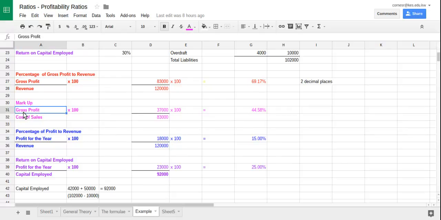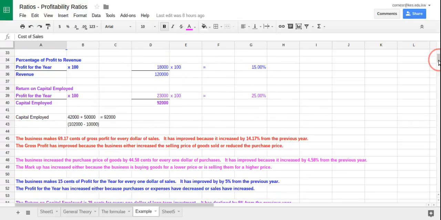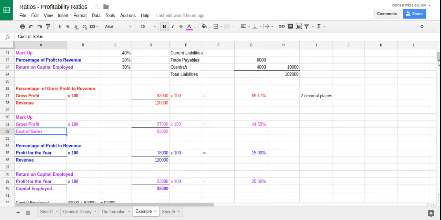Markup's a little bit different. It's a gross profit, but the gross profit is as a percentage of the cost of sales. So we're looking at how much we increase the price of the goods we buy by, as opposed to here, which is where we're looking at what percentage of the selling price is coming in as a gross profit. And in this case, gross profit is, there is something wrong here. Give me 1 second. Yeah, the gross profit is 83,000. I've put those two the wrong way around.